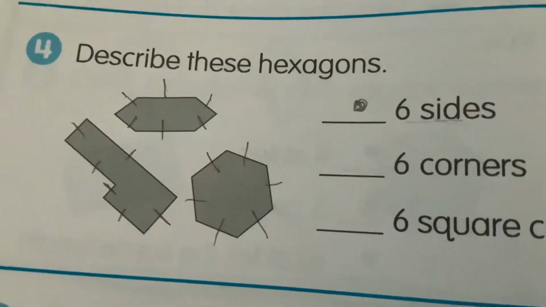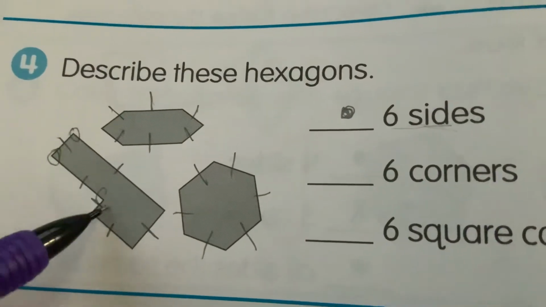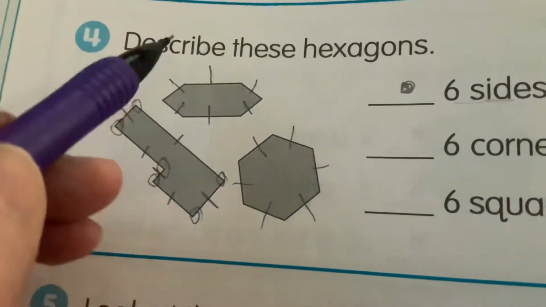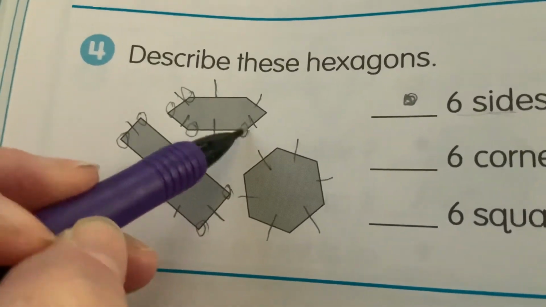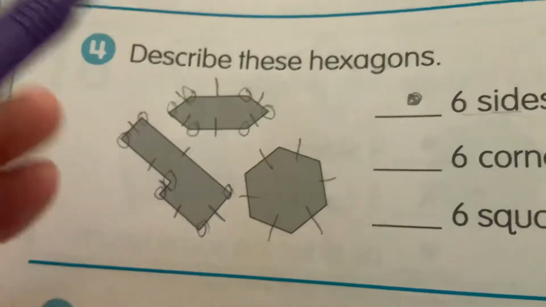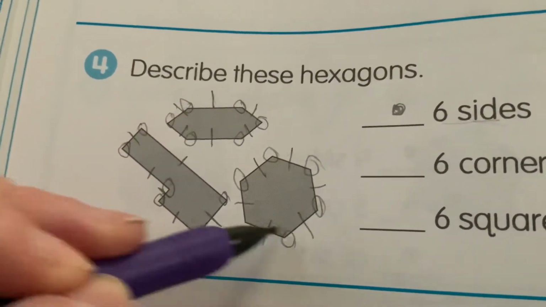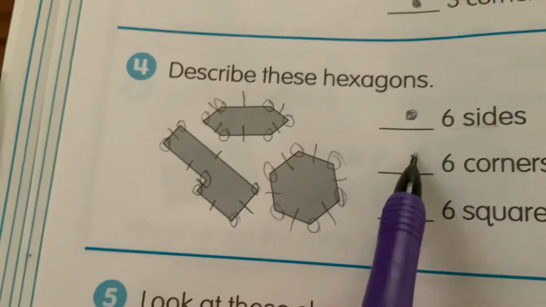Do they all have 6 corners? 1, 2, 3, 4, 5, 6. That one does. 1, 2, 3, 4, 5, 6. That one does. 1, 2, 3, 4, 5, 6, and that one does. So they do all have 6 corners.